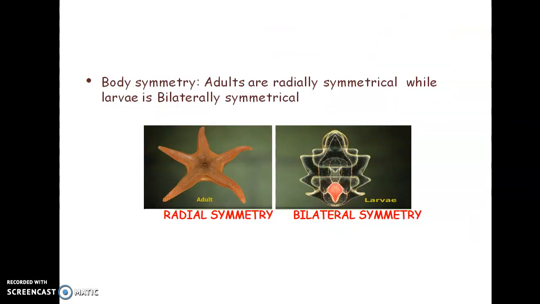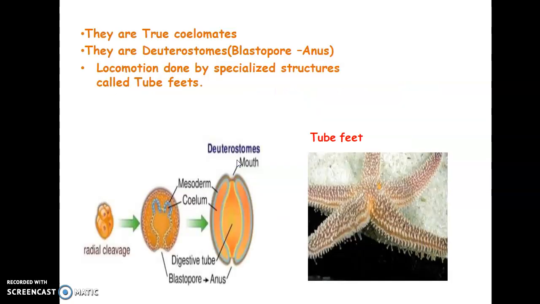Then comes their body symmetry. As far as body symmetry is concerned, both adults as well as larvae have two different kinds of symmetry. Adults have radial symmetry, while the larvae have bilateral symmetry. I hope you all understood what is meant by radial and bilateral symmetry. Bilateral symmetry is the condition in which, if you cut a plane in the exact anterior-posterior direction, you will get two equal halves. In radial symmetry, if you cut a plane through any radius, you will get equal halves. So that's all about body symmetry.